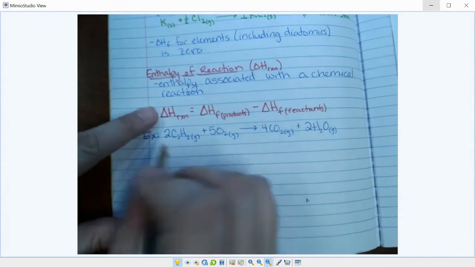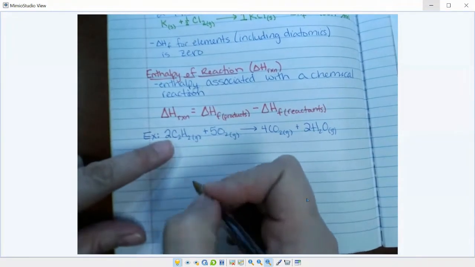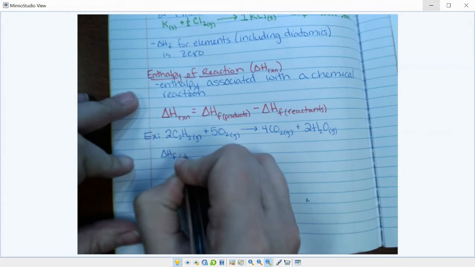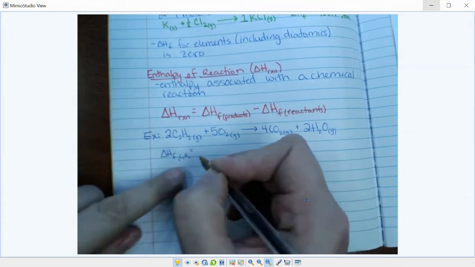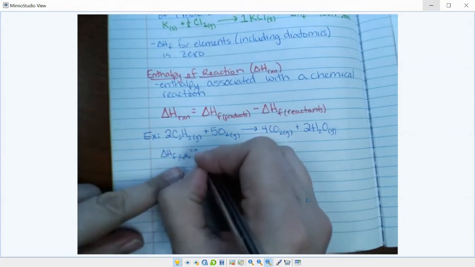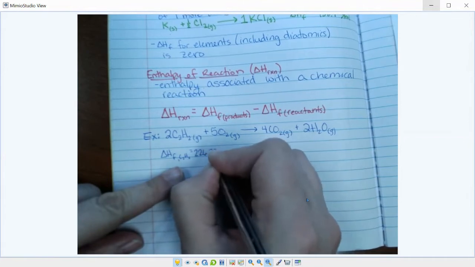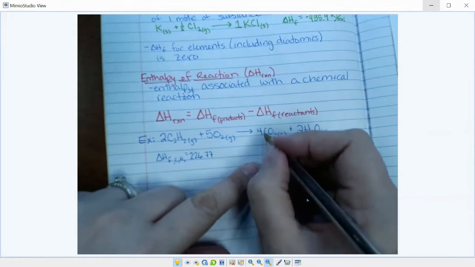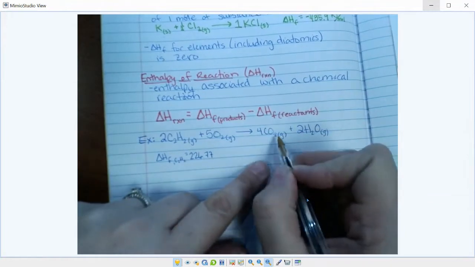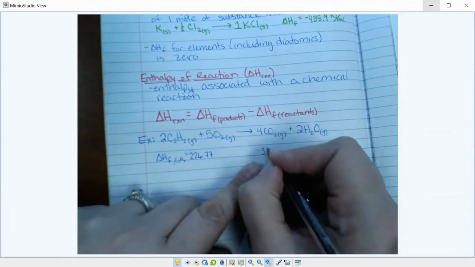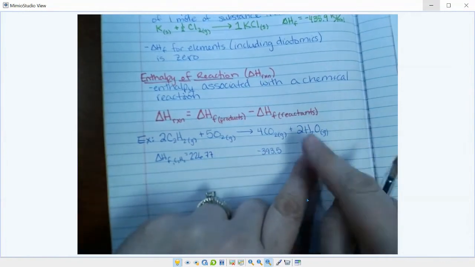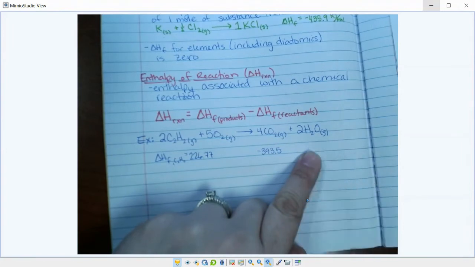So to do this, I would have to tell you that the enthalpy of formation for C2H2 is 226.77. I would have to give you that information, and that's kilojoules. The enthalpy of formation for CO2 is negative 393.5. The enthalpy of formation of H2O as a gas, because that does make a difference.